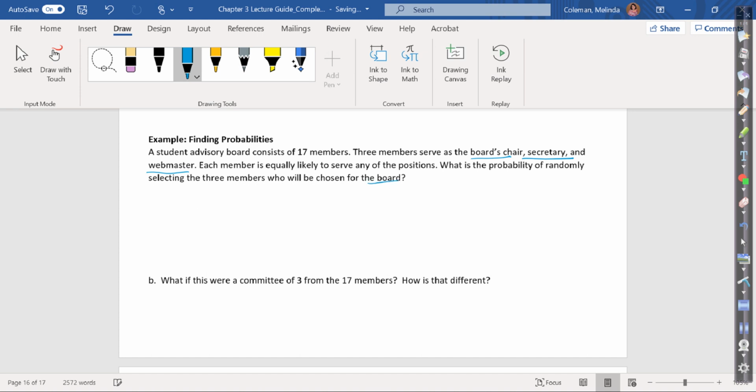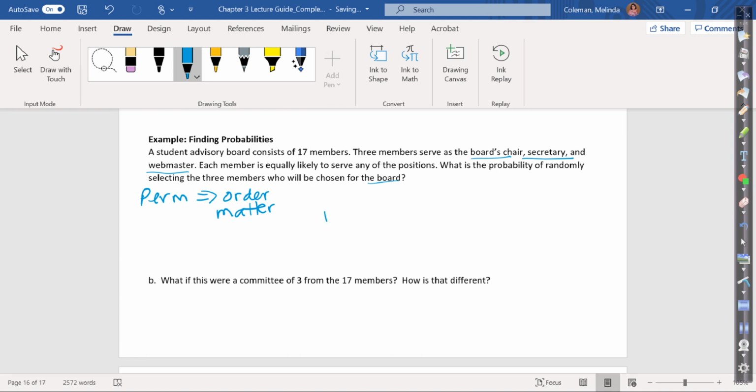Right? So, do you think order matters? And the answer would be yes. Order does matter in this case. So this would be a permutation. Even though you may not think there's money tied to it, do you think that the person who serves as the chair will have a very different job than the webmaster? And the answer is yes. So the order in which they are sitting in those positions matters as well.